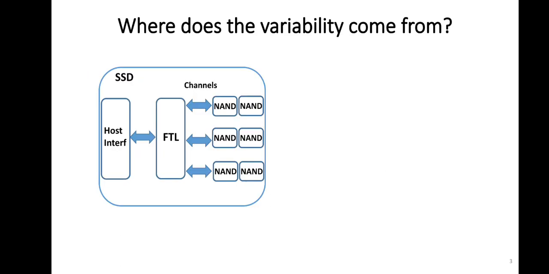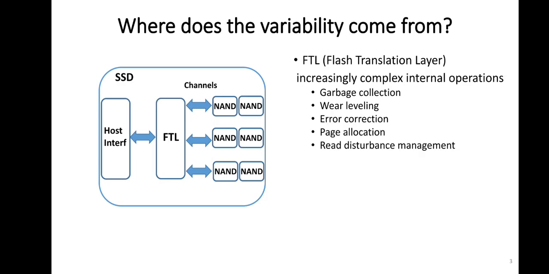So where does the variability come from? On the left, you can see a high-level depiction of the internals of an SSD. In the middle, you have the FTL, the flash translation layer, a critical piece of software and hardware that manages SSD operations. Its task has become increasingly complex over time, as it is managing many internal operations like garbage collection, wear leveling, error correction, page allocation, read disturbance management, and so on.